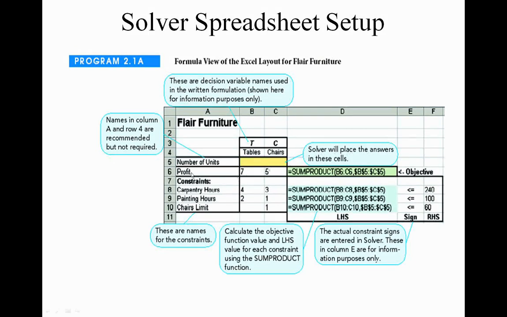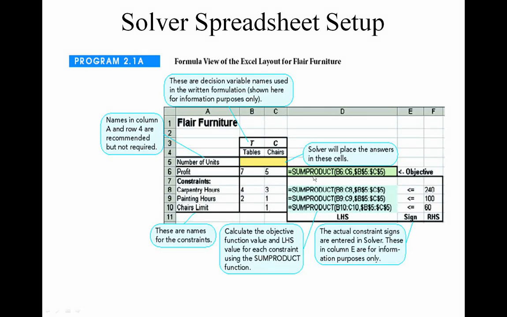Now, what is the unit profit? Per table is $7, per chair is $5. Now, the constraints: carpentry hours, each table takes 4 hours, and a chair takes 3 hours in carpentry. Painting, each table takes 2 hours in painting, a chair takes 1 hour in painting. Chair limit. Now, if you go back to the algebraic formulation that you saw before, you saw C less than or equal to 60. Right in front of the C, you did not see any number. When you don't see any number, the default value is 1. So that's the 1 that you see here.